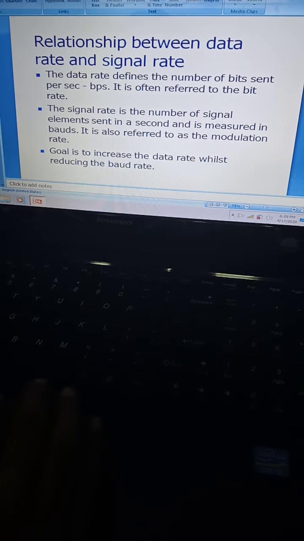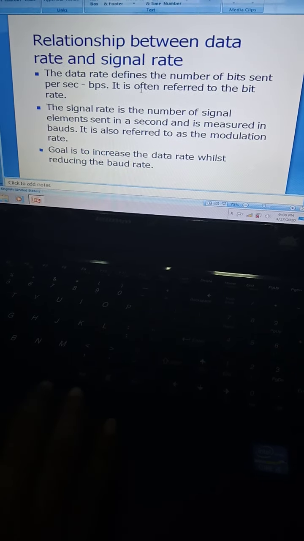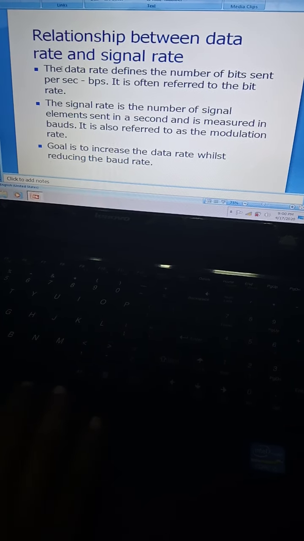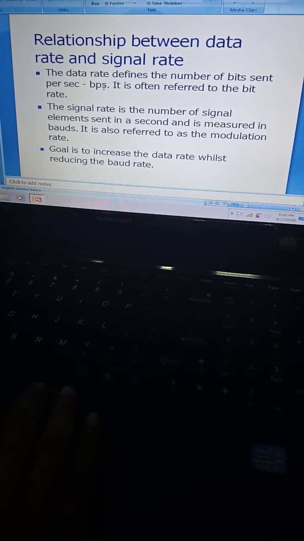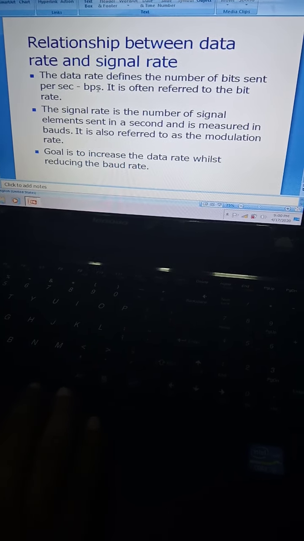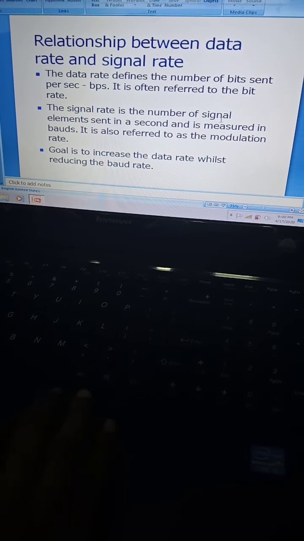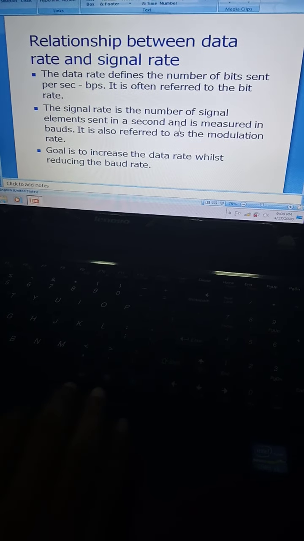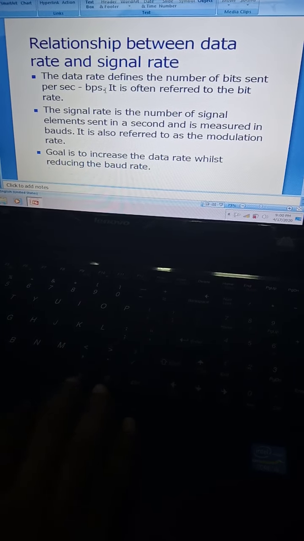Next, relationship between data rate and signal rate. Data rate always defines the number of bits sent per second, that is bits per second. How many bits we are transmitting per second time interval. We can also call this the bit rate. Signal rate is the number of samples or signals we are sending per second. That is the signal rate. So signal rate is not always equal to data rate.